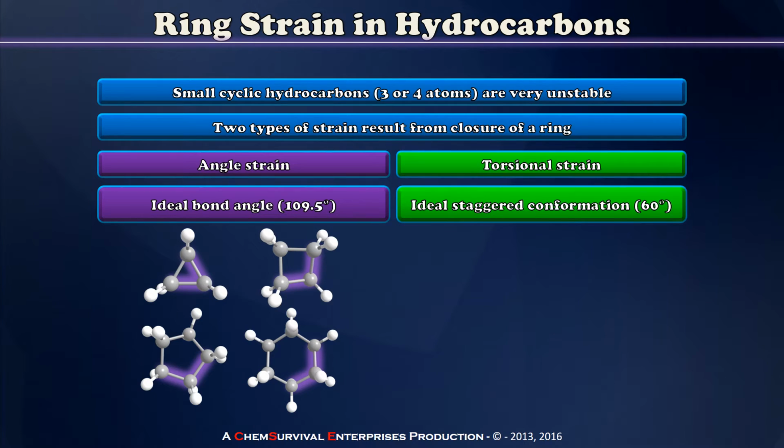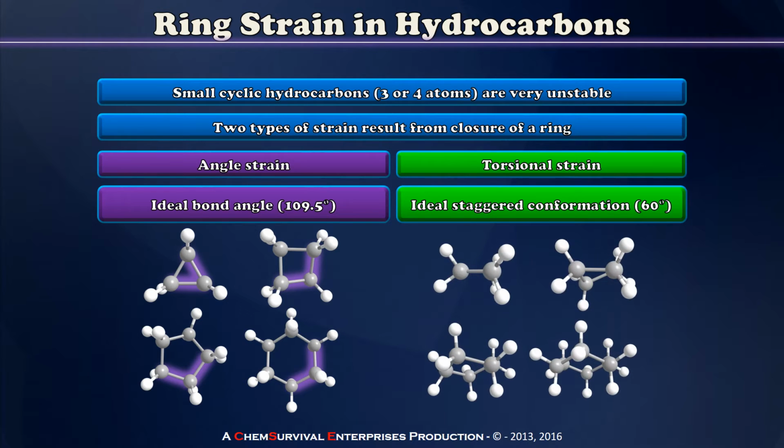The other component is called torsional strain. And this results from the fact that an ideal staggered conformation of 60 degrees is not always obtainable in small cyclic molecules. So we'll be looking at them from a second perspective, which will allow us to assess those dihedral angles and determine whether they are contributing to this instability or whether they've reached an ideal dihedral angle. So let's get started.